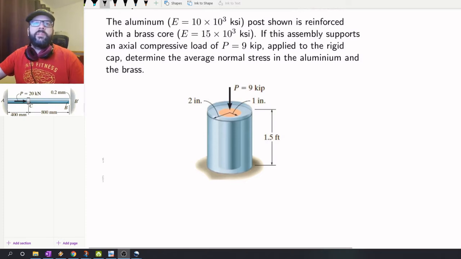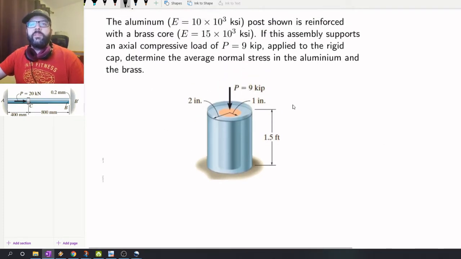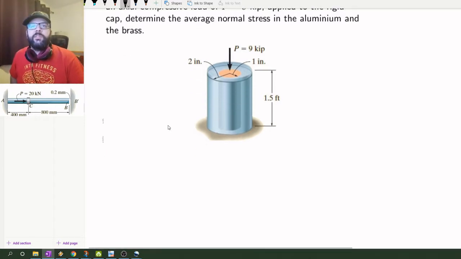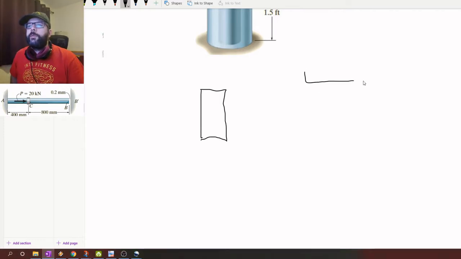Essentially what we're going to be saying here is that the load is going to be carried by the brass and by the aluminum. It's not necessarily going to be carried equally, however. So essentially, we'll draw a free body diagram of the cap itself.